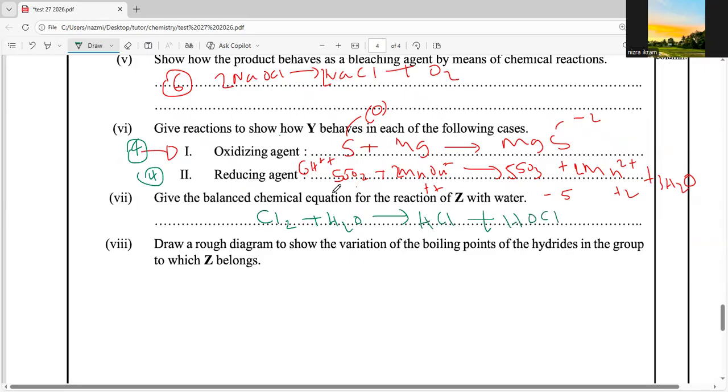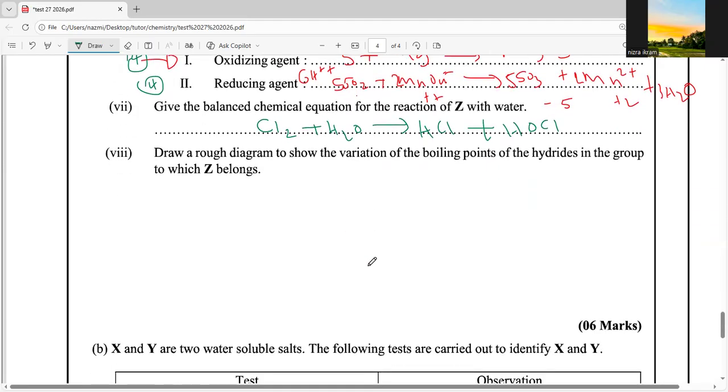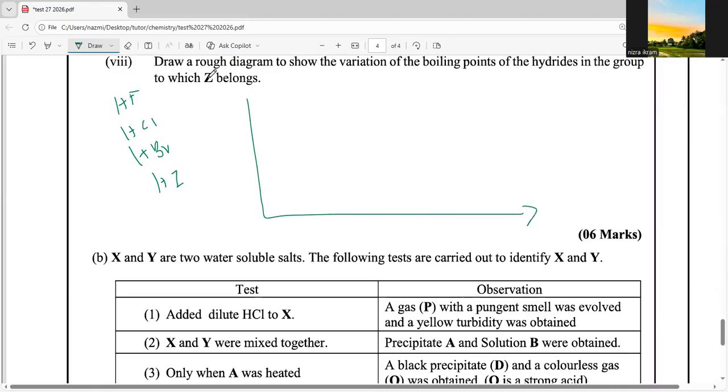Disproportionation reaction. Draw a rough diagram to show the variation of the boiling point of the hydrides in the group to which Z belongs. So that's group 17, no? HF, HCl, then you have HBr and HI. So you remember I gave you the boiling point graph. I hope you remember. So here HF will be the highest.